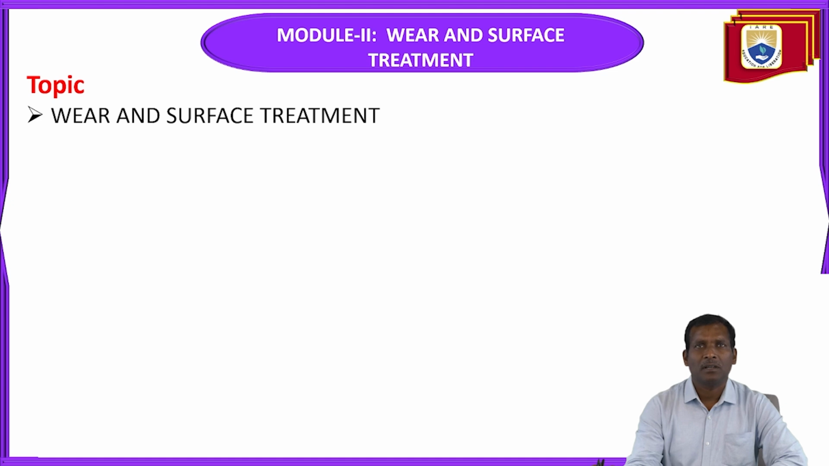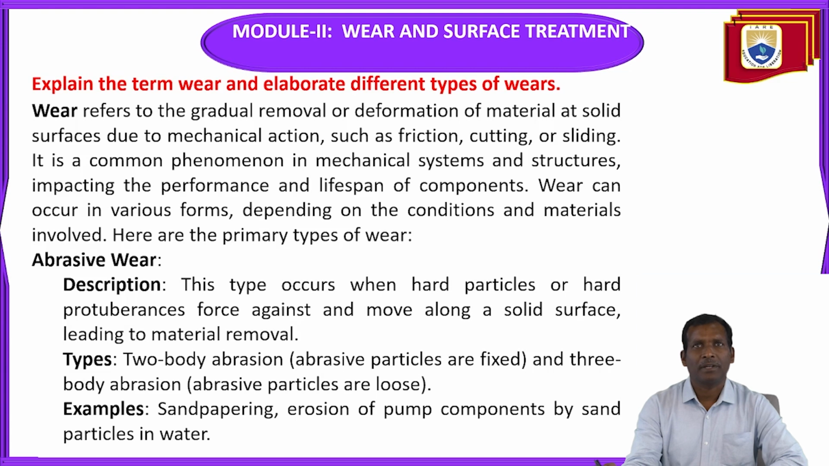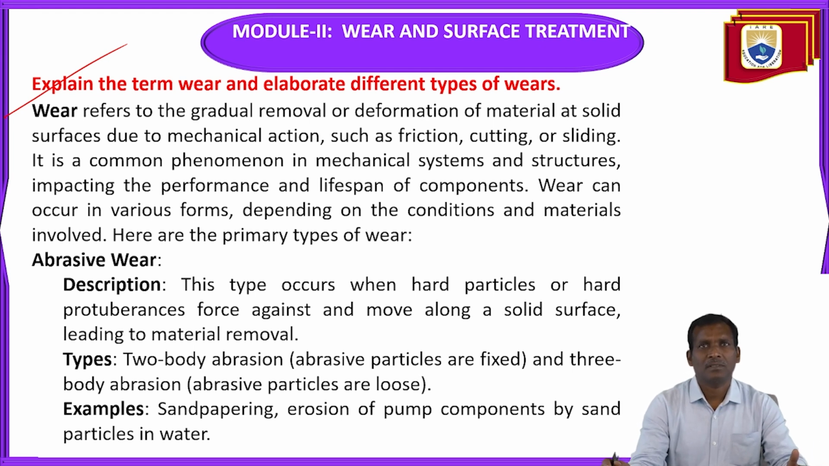In examination, how will they ask questions related to wear and surface treatment? The first one is: explain the term wear and elaborate different types of wears. Wear refers to the gradual removal or deformation of material at solid surfaces due to mechanical action. So there is some material loss. Whenever two surfaces are in contact, due to friction, cutting or sliding, it is a common phenomenon in mechanical systems and structures. It will lead to a decrease in the performance of the product and the lifespan of components.